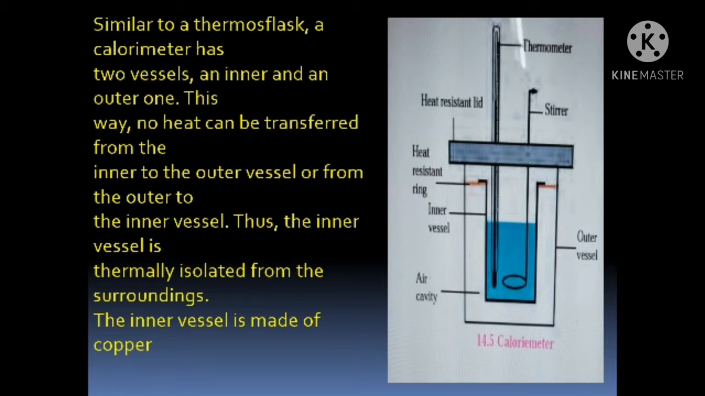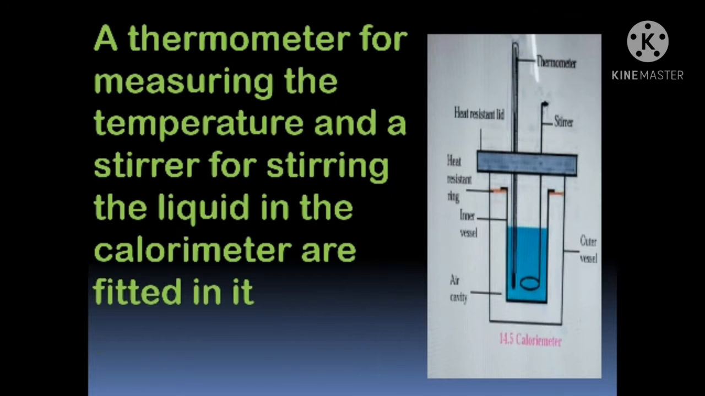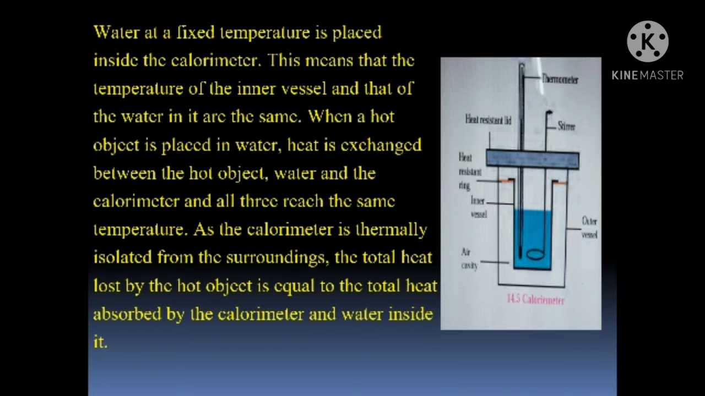Why is the air cavity there? Because heat does not get exchanged. It works as an insulator. So the air cavity here works as an insulator. The inner vessel is filled with water, and a thermometer and stirrer are placed inside the inner vessel, and whatever object we want we can place inside it. So is it clear students? This is how the arrangement of the calorimeter is done.